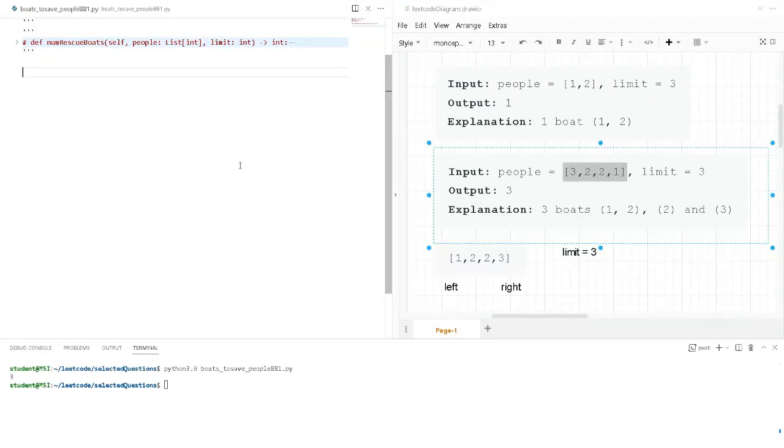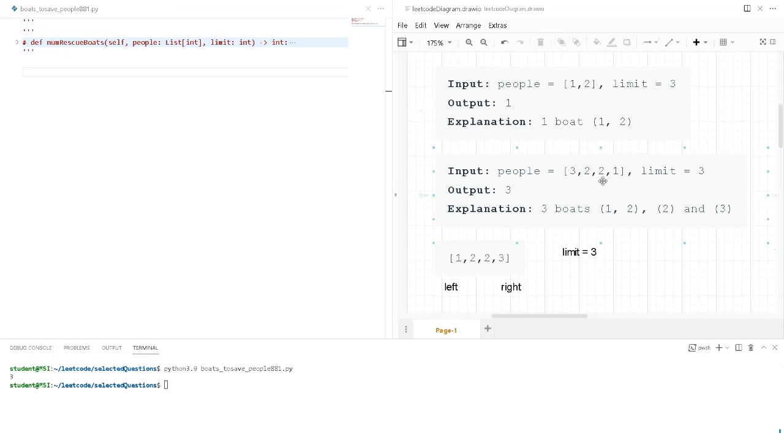All right, let's learn about LeetCode number 881, and we're going to solve minimum boats that we're going to need to rescue people. And the way we approach this problem is basically a list of people's weights will be given, and also the limit that a boat can handle, right?